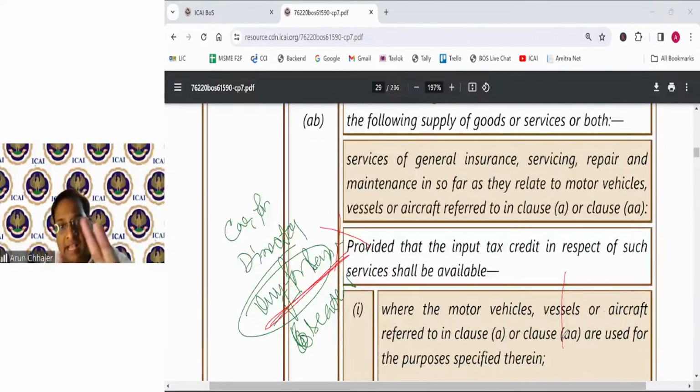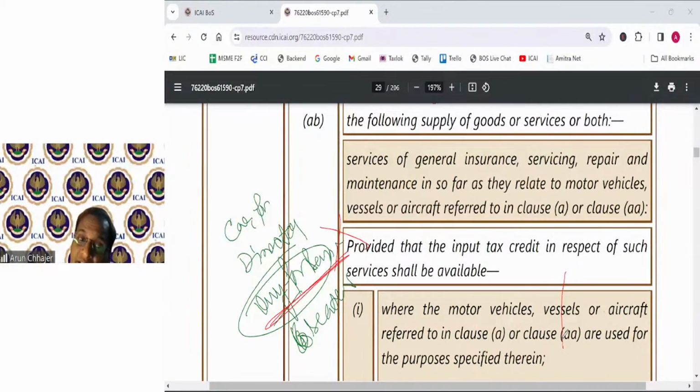Because it is not covered in any of the exceptions, then I can say the ITC of that car is under the block category. Therefore, if the ITC is under the block category, then we know that repair, maintenance, service, etc. will also fall under the block category. Now the question is, is there any exception? Yes. What is the exception?